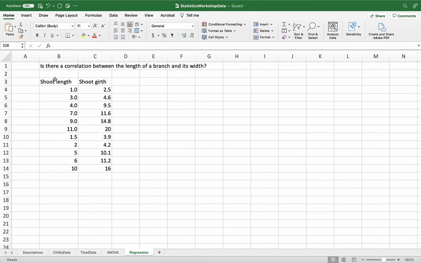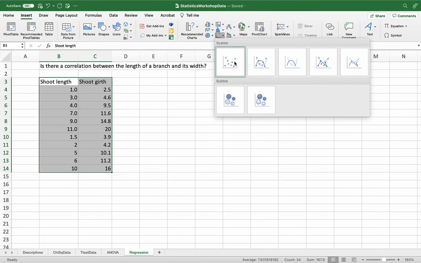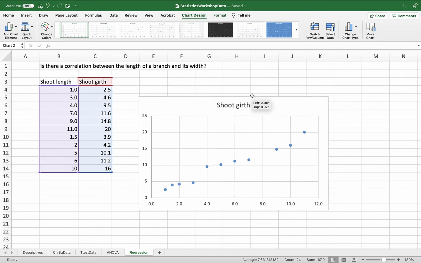So here I have my two variables, my shoot length, so the length of that branch, and the girth, so the width of that branch. And so what I'm going to do is take all of my data and highlight it, go to Insert, and here I'm going to do a scatter plot, and a scatter plot without a line, because I'm not saying that these two variables are correlated. I want to know if they are. So I can't put a connector line between the dots because there may not be one.